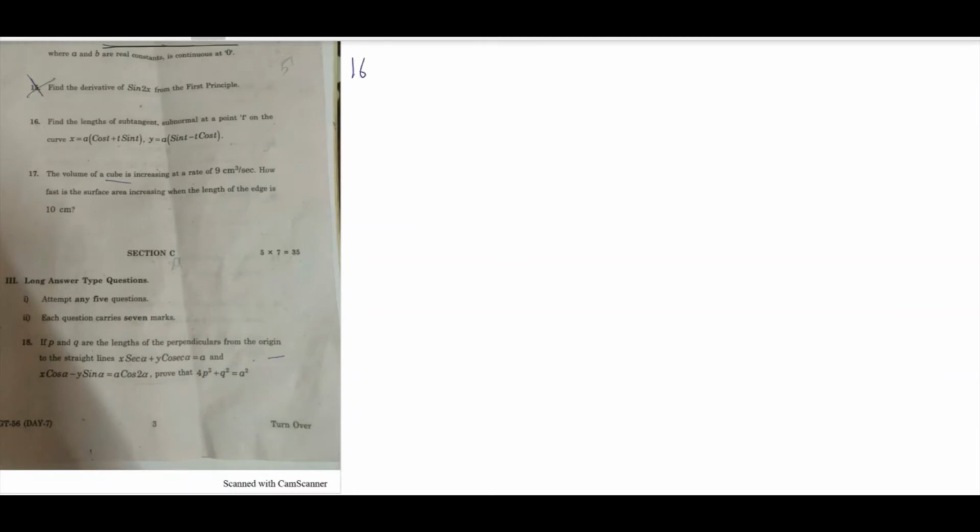Sixteenth one. Find the lengths of subtangent and subnormal at a point t on the curve given by x equals a into cos t plus t sin t, and y equals a into sin t minus t cos t. So first find dy by dx.